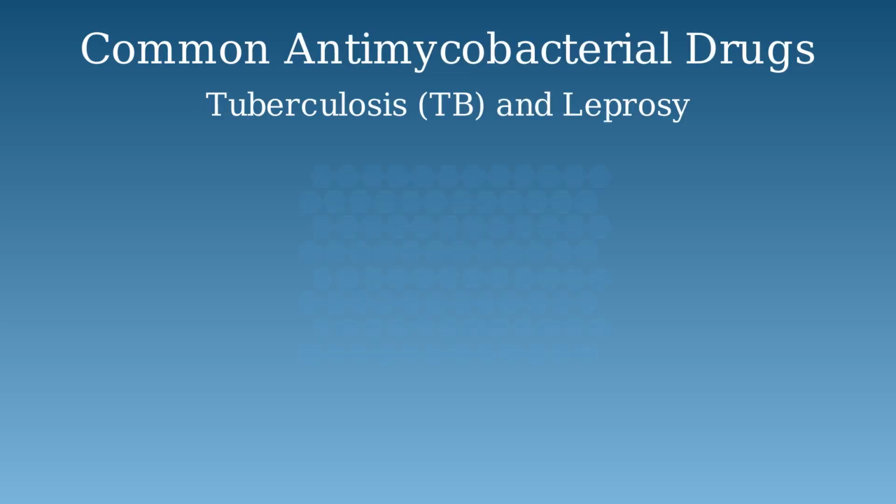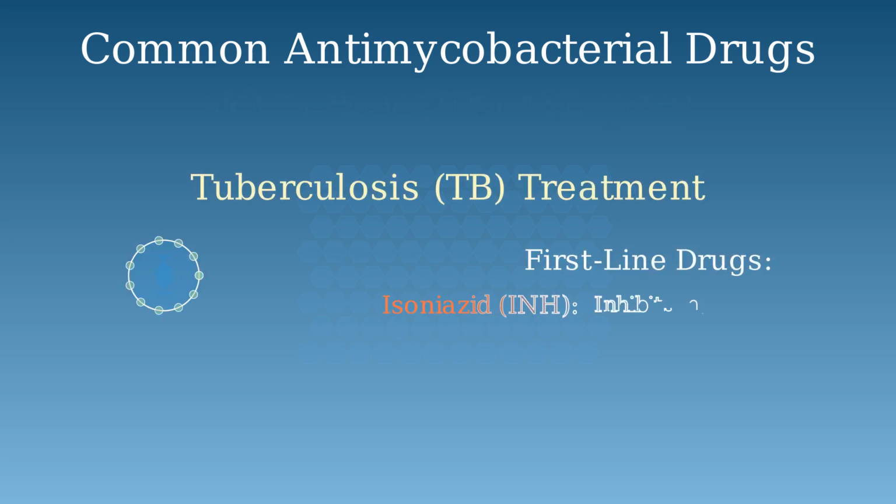Antimycobacterial drugs are used to treat infections caused by mycobacteria, primarily tuberculosis and leprosy. Each disease requires specific drug regimens with unique mechanisms of action. Tuberculosis is primarily treated with a combination of four first-line drugs. Isoniazid, or INH, and rifampin form the cornerstone of TB treatment.